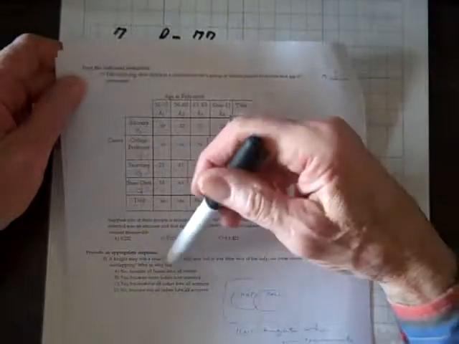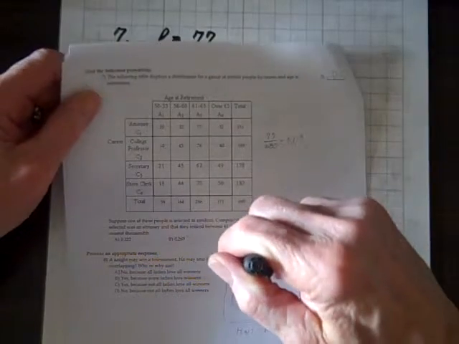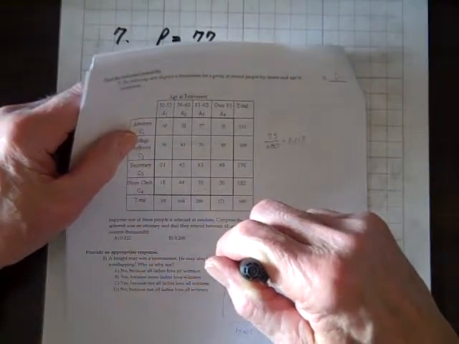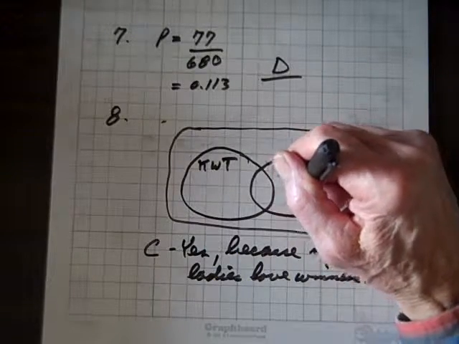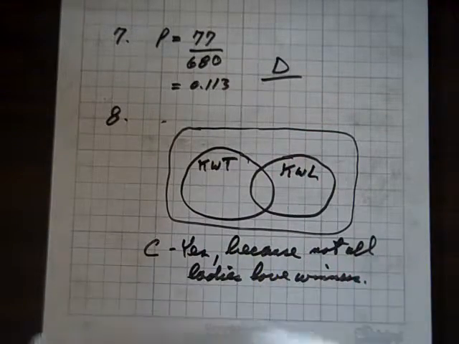And so he may fail to win the lady. Why? Because not all ladies necessarily love winners. So C, and we are done.